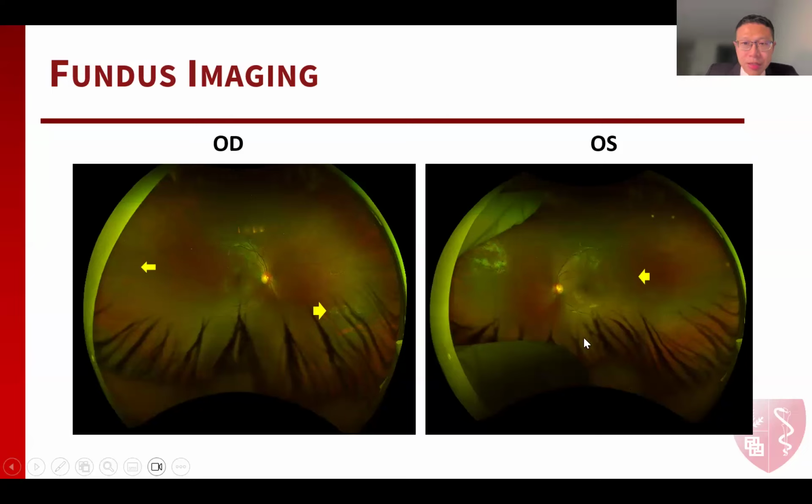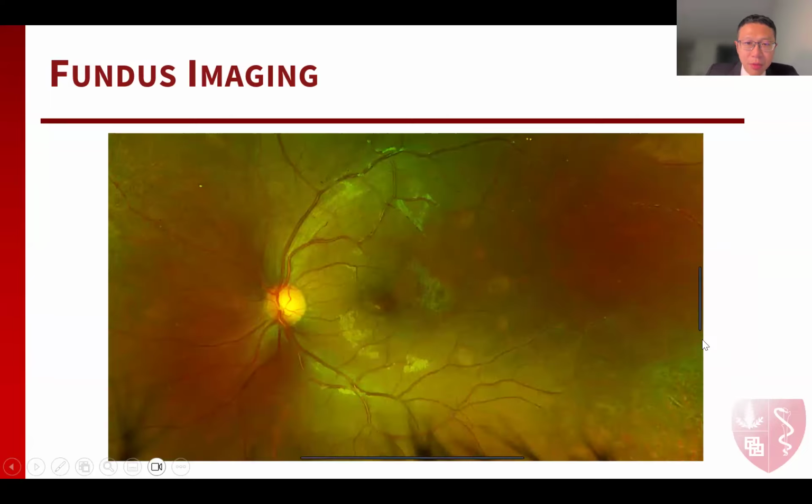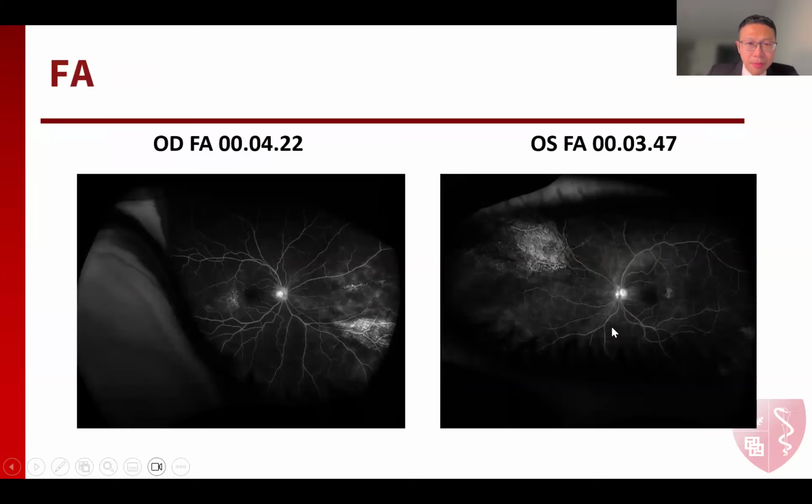And in the left eye, we could see there are some maculopathy and also peripheral scarring. A close-up look shows that there are multiple fluid pockets at the temporal side of the macula. Fluorescein angiography is also very different from the previous FA.